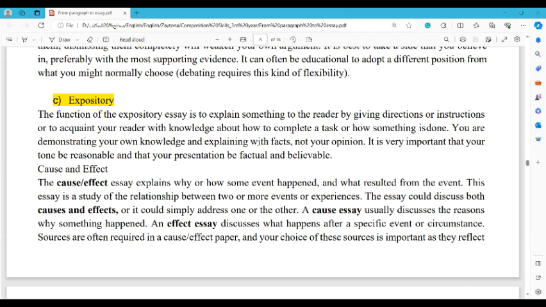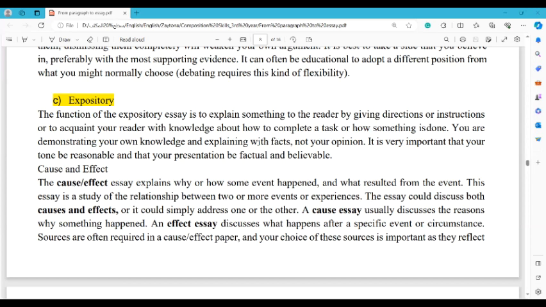Teacher, in this type of essay, can I use information and facts? Yes, you will use facts in order to explain something, in order to show something. Yes, exactly.